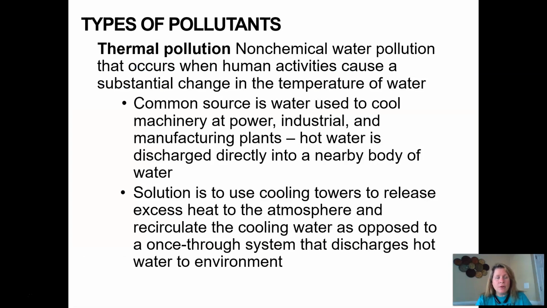And then also there's thermal pollution. So anywhere industry, particularly power plants, are using lots of water for cooling. It used to be that it would be a once-through process. So they would use it to cool down machinery and then dump it into the local body of water, and they dump it out hot. They wouldn't cool it down first.